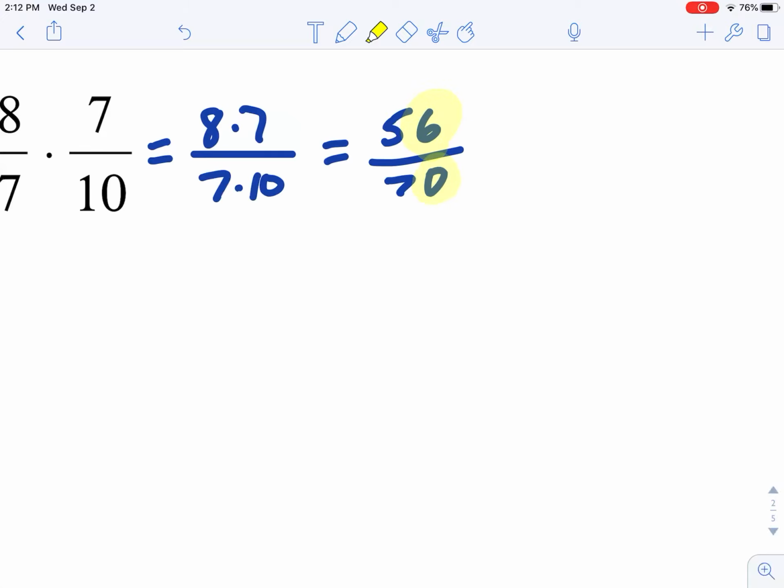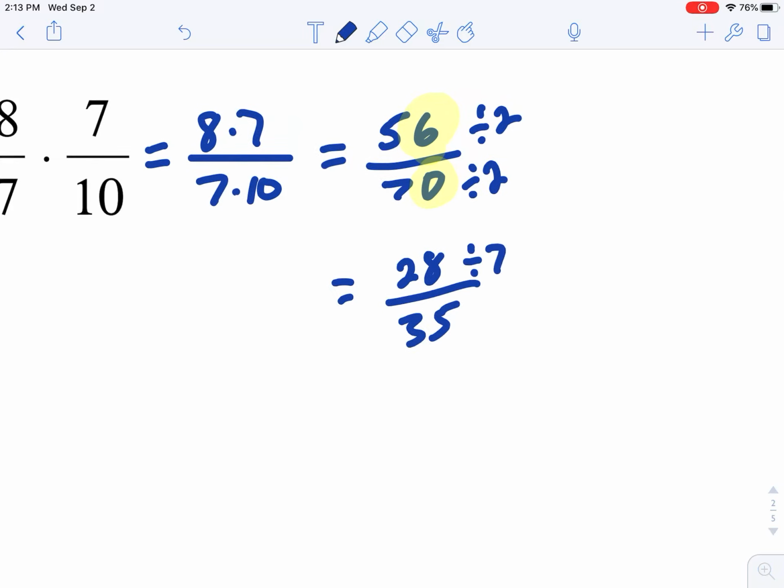I noticed that these are both even numbers, and even numbers can be divided by 2. So if you divide a 2 out of both of those, 56 divided by 2. Now here you could grab a calculator if you're not doing mental math all that well. But let's see, 28. So 56 divided by 2 is 28. 70 divided by 2 is 35. But I also know from times tables, 28 and 35 are both divisible by 7. 28 divided by 7 is 4, and 35 divided by 7 is 5.